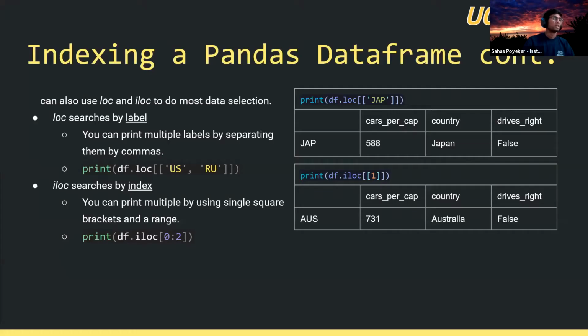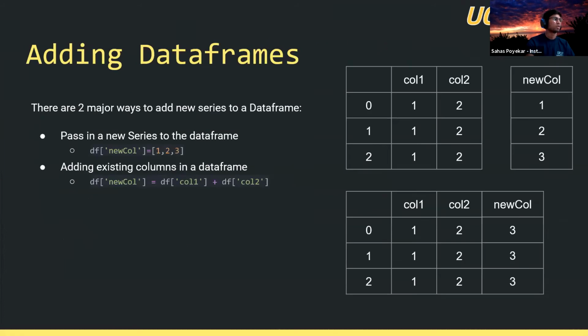All right. If there's no questions on that, we're going to move on to how we can add into our data frame. So now that we know how to look at particular pieces in our data frame, if we want to extend our data frame to give it more functionality or give it more data, we can do that as well. And there's two major ways that we can do this and add new series into our data frame. The first one is we can pass in a new series into our data frame just as is.